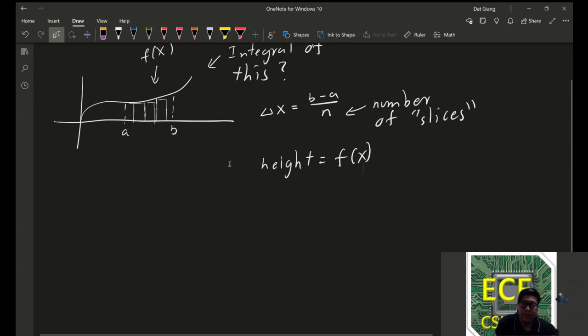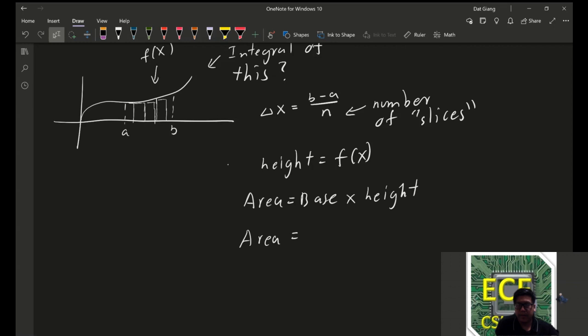Recall back in algebra that the area of any shape is some kind of base times height. Well, in this case, our base is just going to be the same as our width. So our area is just going to be some kind of f of x, delta x. However, this only realistically finds one instance. So we have to add up all these areas.